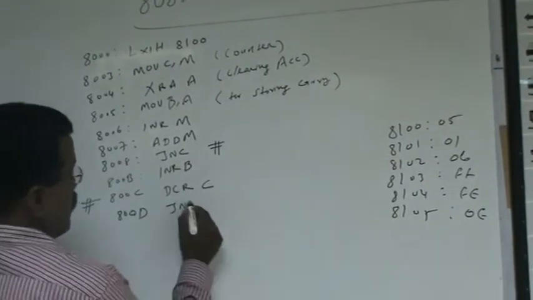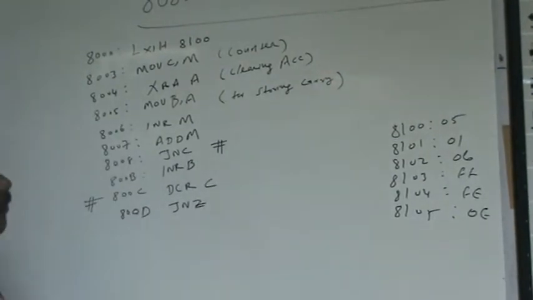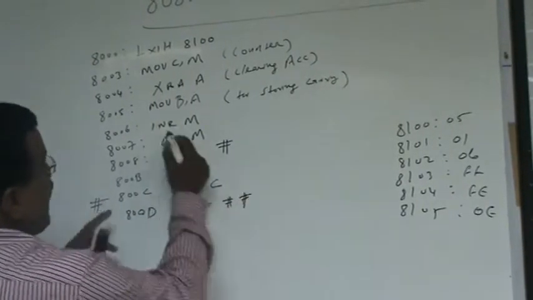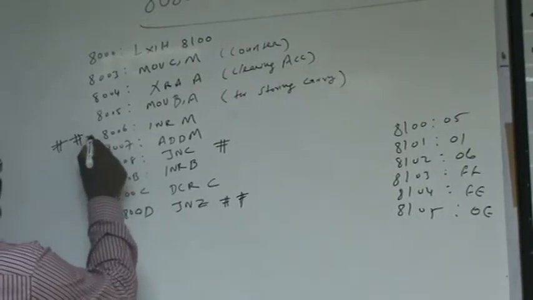Jump on no 0. If the 0 flag is not set to 1, where do you have to go? You have to go back to INR. I have to get the next data and add. Next data and add.